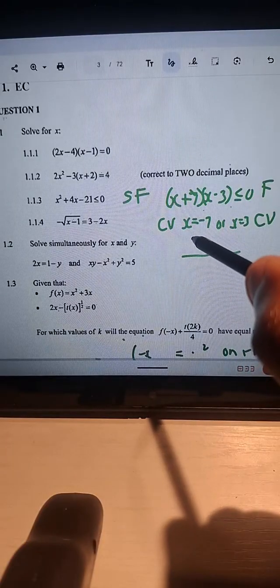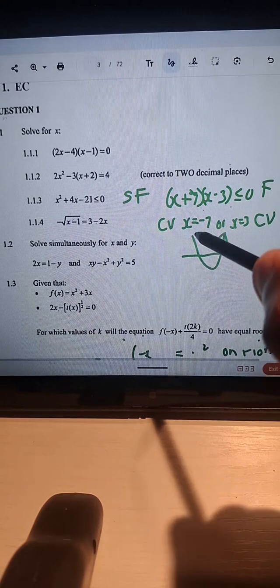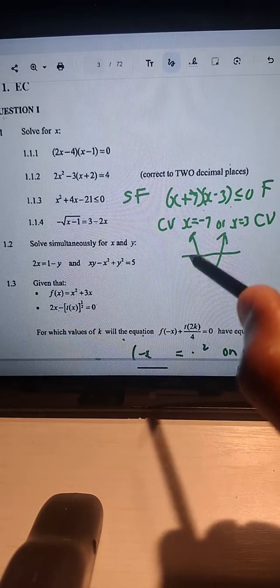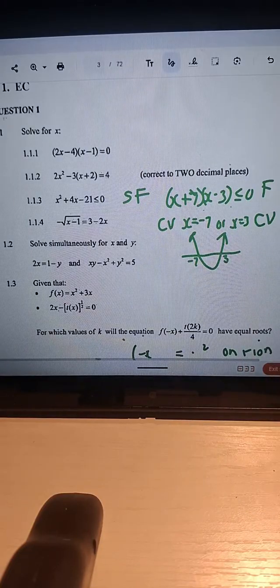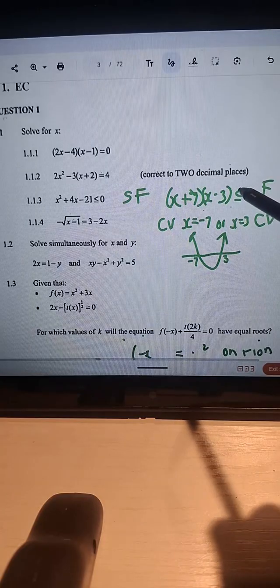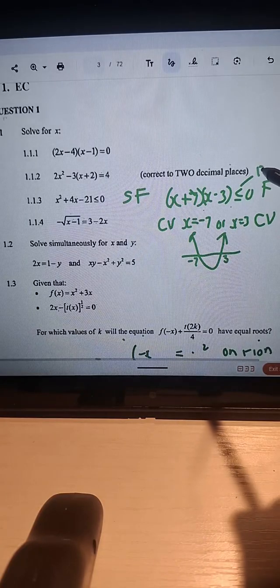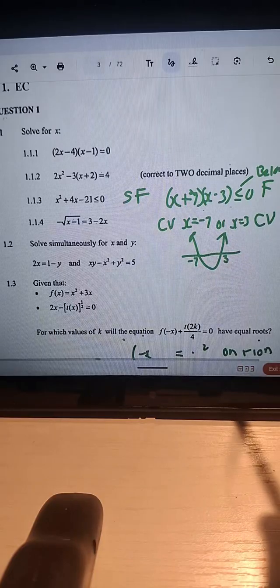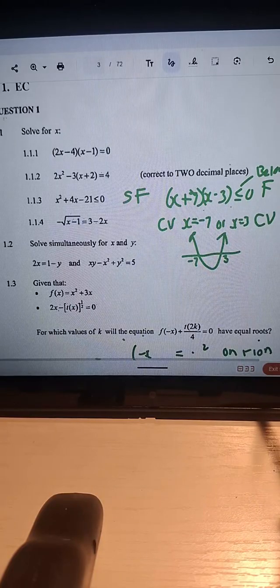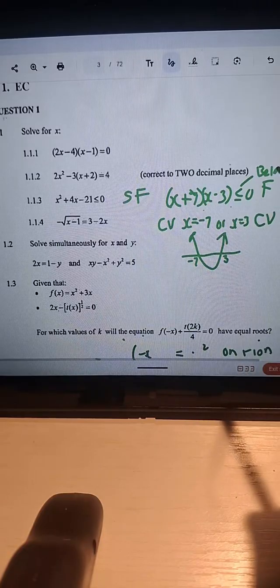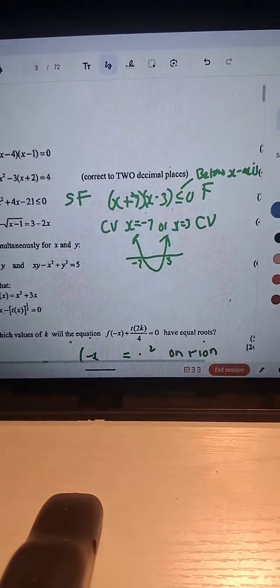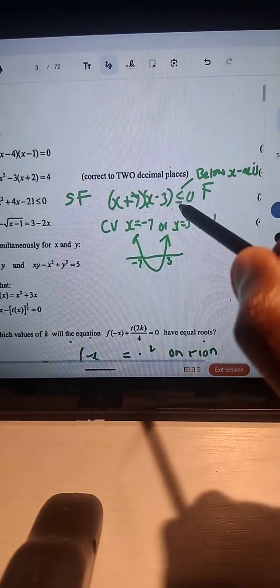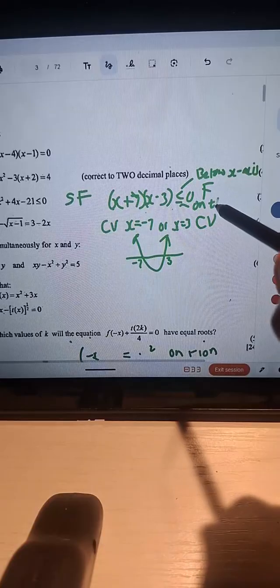Then I said graphical representation. Small critical value, big critical value. That's what I mean. Then less than 0 means below the x-axis. Less than 0 means it's where y is negative. Y is negative on a Cartesian plane below the x-axis. Then equal to 0 means on the x-axis.